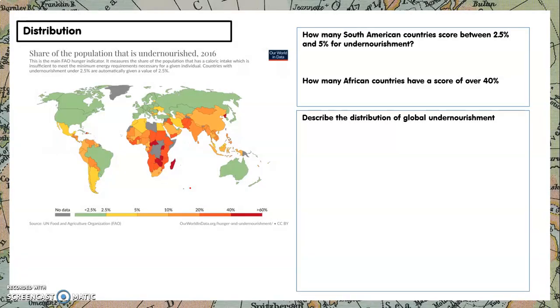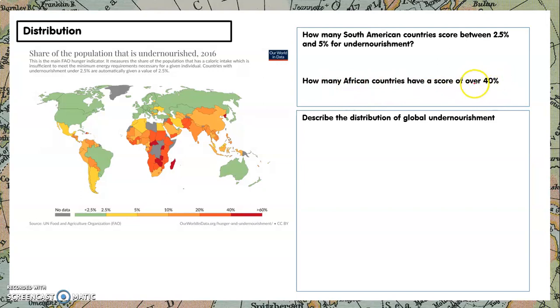So we're going to move on. Now, what we've got here are 3 questions. The first one is how many South American countries score between 2.5% and 5% for global undernourishment? And how many African countries have a score of over 40%?